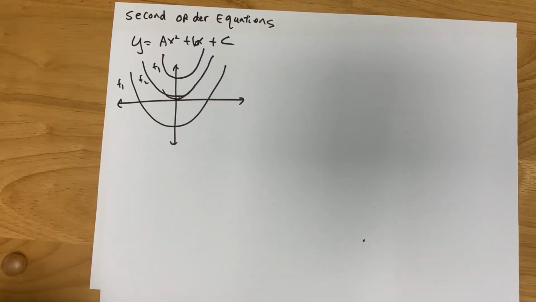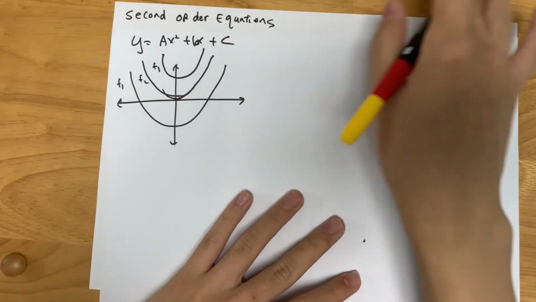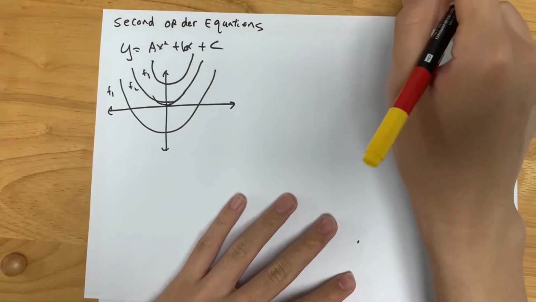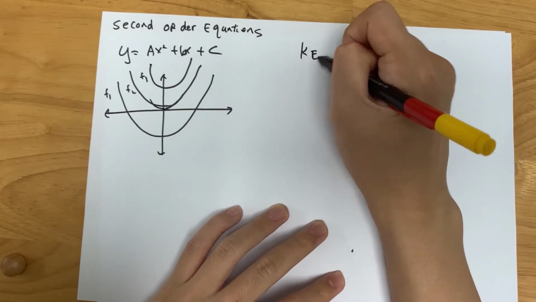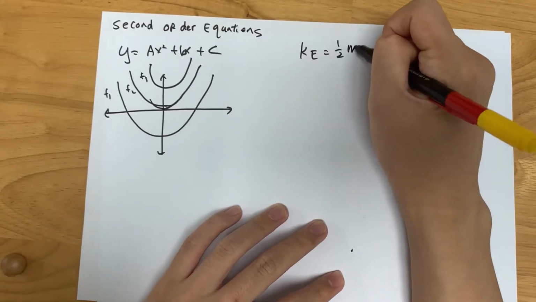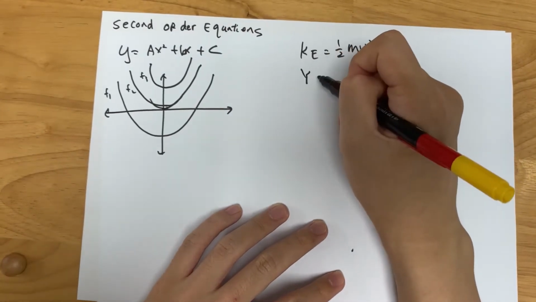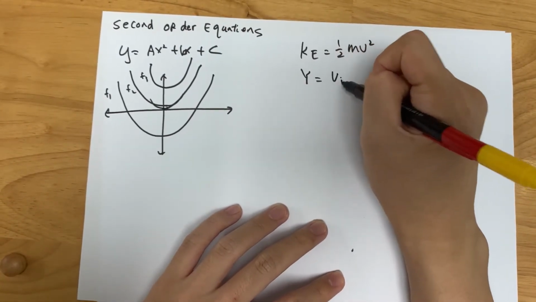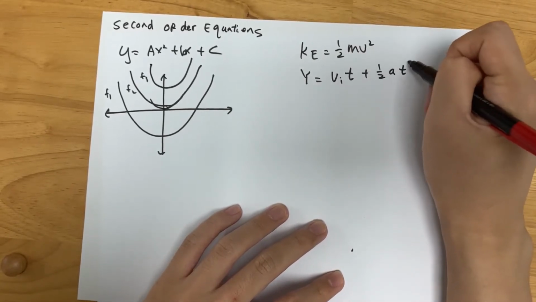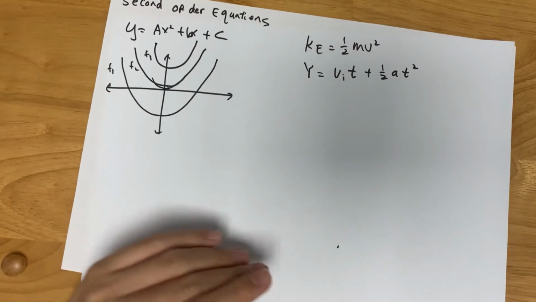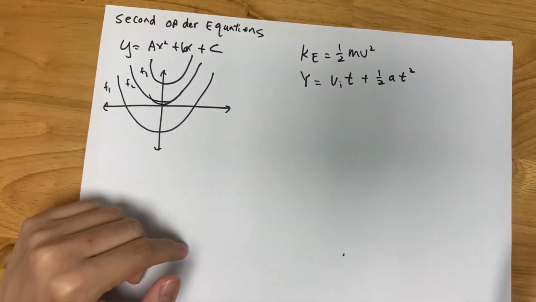For example, you're going to learn this later, so don't ask questions now. There's an equation in physics called kinetic energy, which is equal to 1 over 2 mv squared. Or there's an equation in kinematics, vit plus 1 over 2 at squared. A lot of physics equations are second order.